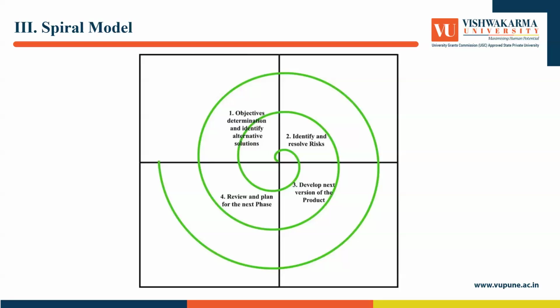The next phase is developing the next version of the product. During the third quadrant, the identified features are developed and verified through testing. At the end of the third quadrant, the next version of the software is available. Then the last phase is review and plan for the next phase. In this fourth quadrant, the customer evaluates all the developed versions of the software. In the end, planning for the next phase is started.